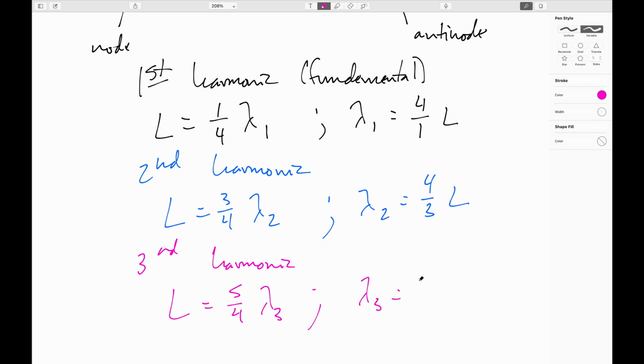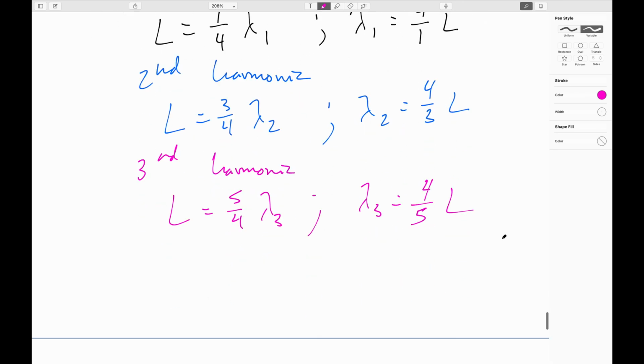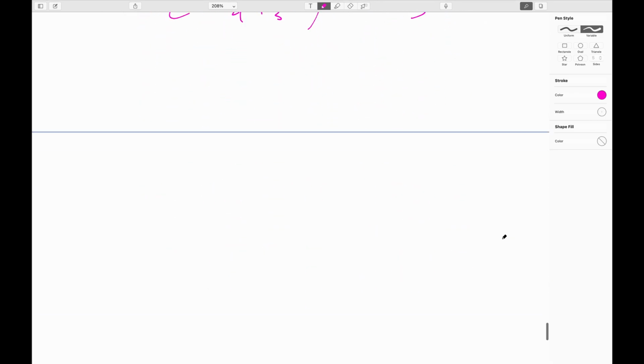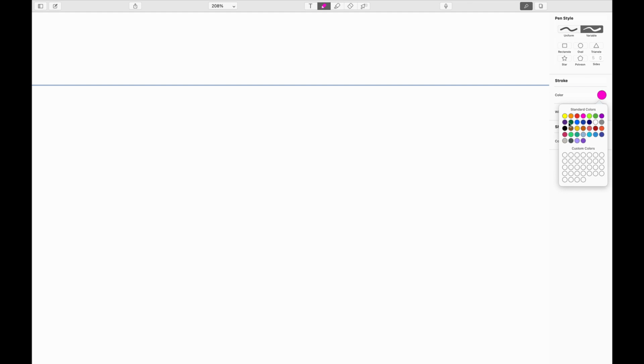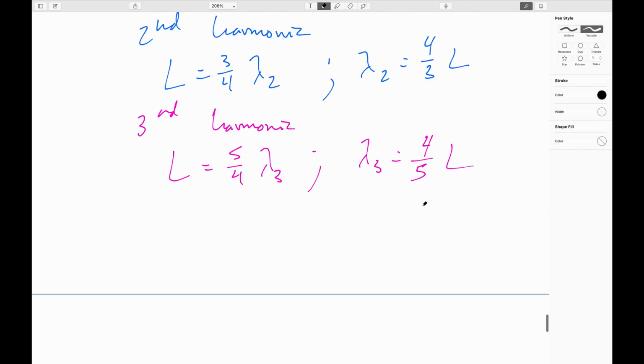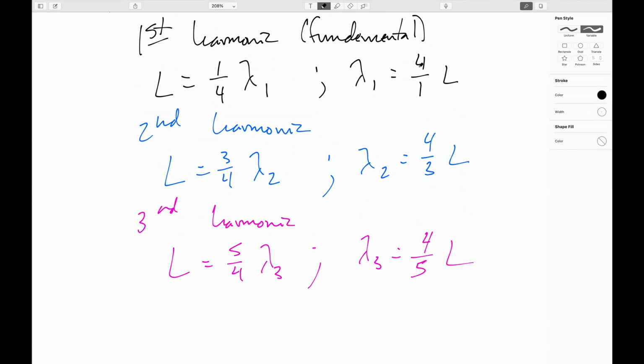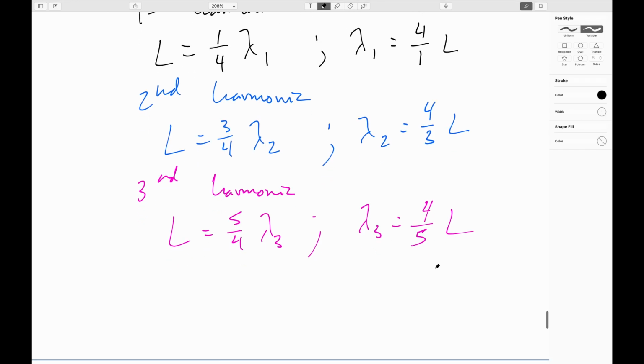So that means that the wavelength would be 4/5 of the distance between the two ends. Now, to write down our relation for the wavelengths, we can see the pattern. For the first harmonic, this is 4 over the first odd number. For the second harmonic, it's 4 over the second odd number. For the third harmonic, it's 4 over the third odd number, which is 5, and so forth.